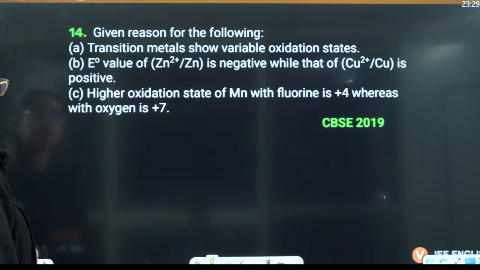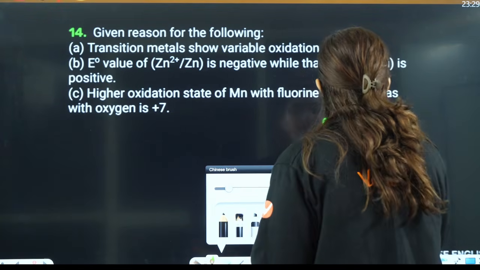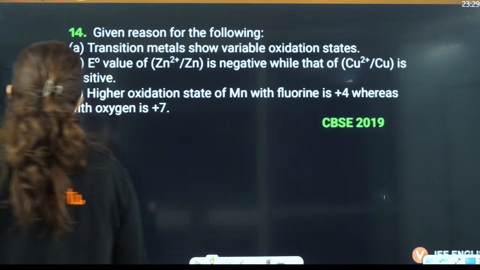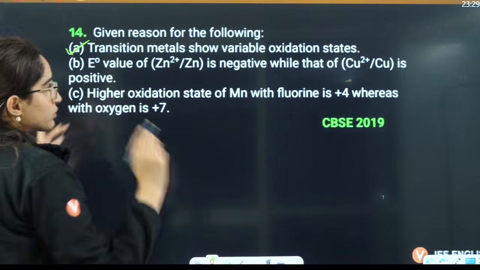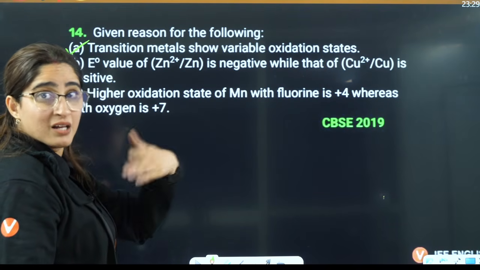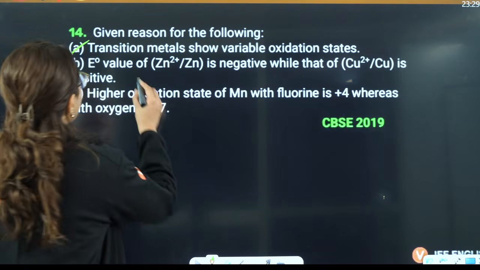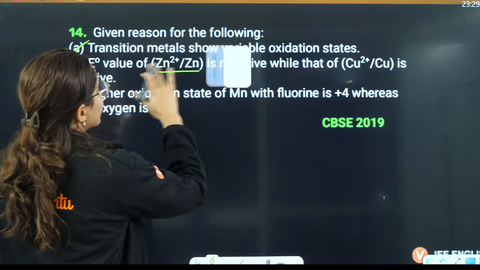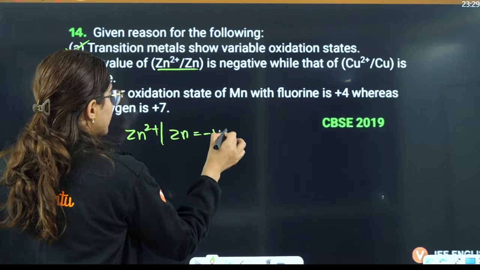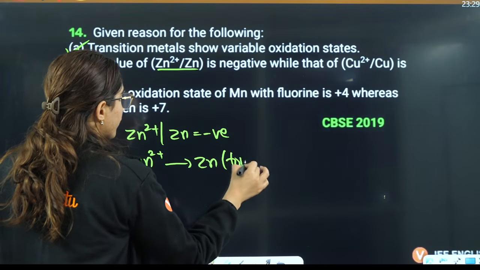Okay, next is a 2019 question again: transition metals show variable oxidation states. I have told you the reason for this; it is being repeated a third, fourth time in a different question. That is why I am saying that in different parts they ask you questions and some of them get repeated. The E naught value of this is negative while that is positive. See, Zn2+ to Zn is negative. That means Zn2+ to Zn conversion is tough.